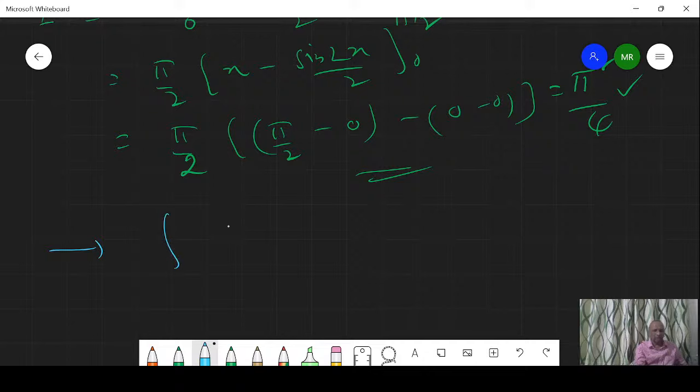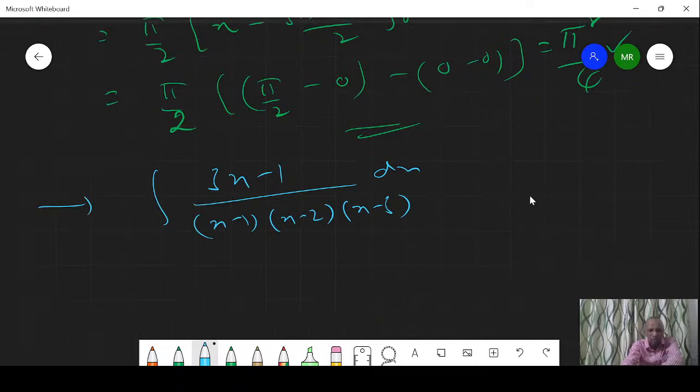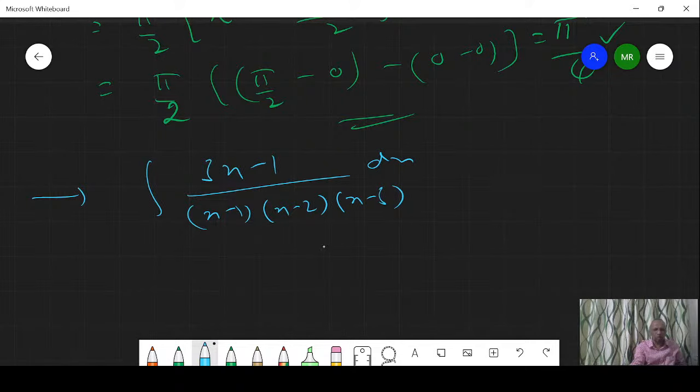Try to solve these problems. You can write integral 3x minus 1 by x minus 1 into x minus 2 into x minus 3 dx. You can also solve this. You try to solve this. If you are not getting, please update me in the comment box. I can explain again if it is required.